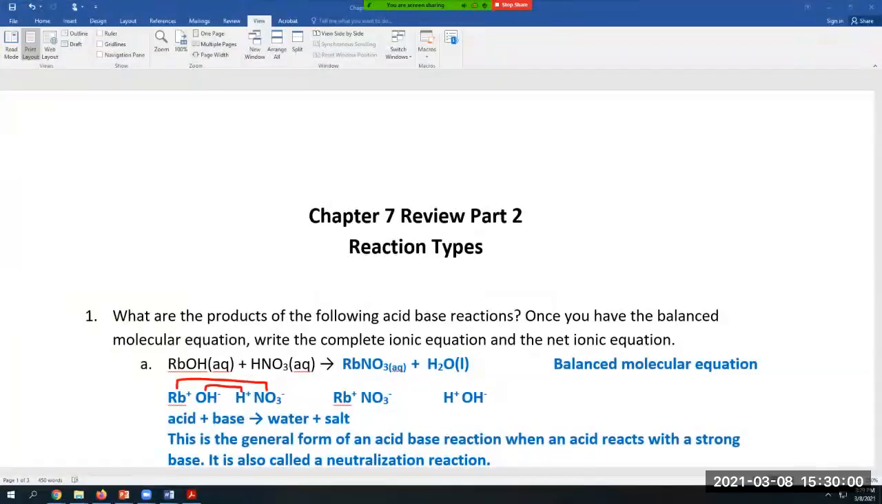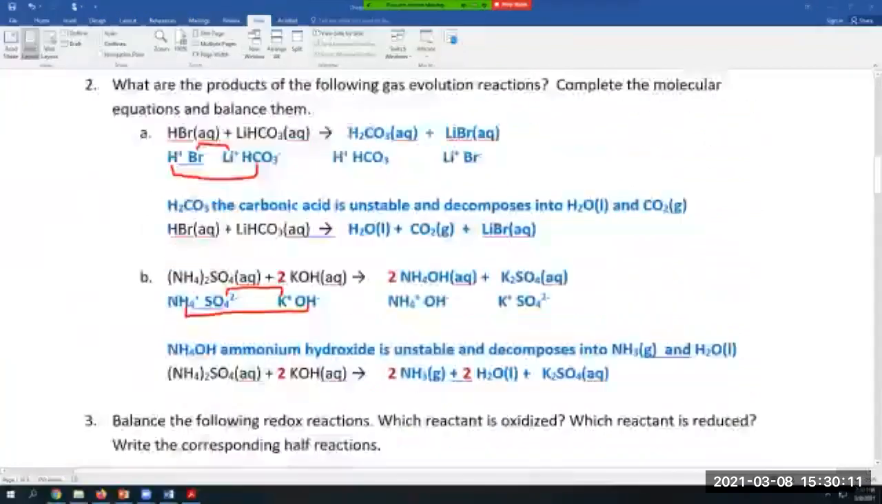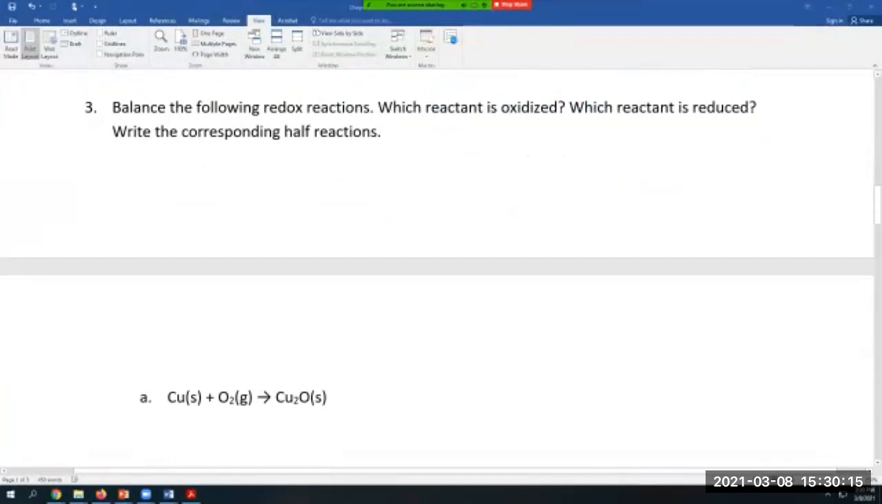Hello, so this is the second Zoom meeting on chapter 7 review part 2. This part is more on reaction types, and we've answered questions 1 and 2. We have arrived at question 3, which is asking you to balance the following redox reactions, say which reactant is oxidized, which reactant is reduced, and write the corresponding half reactions. So let's see what it means as we do it.